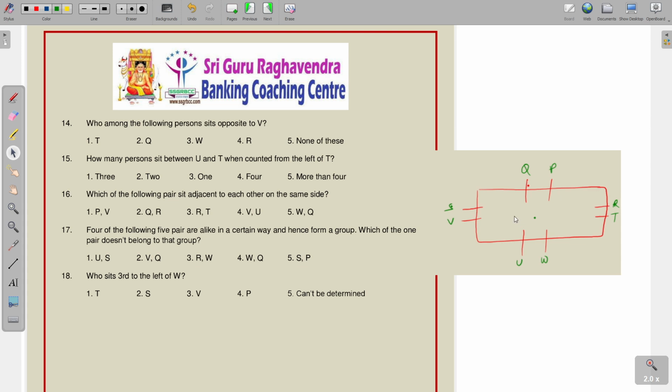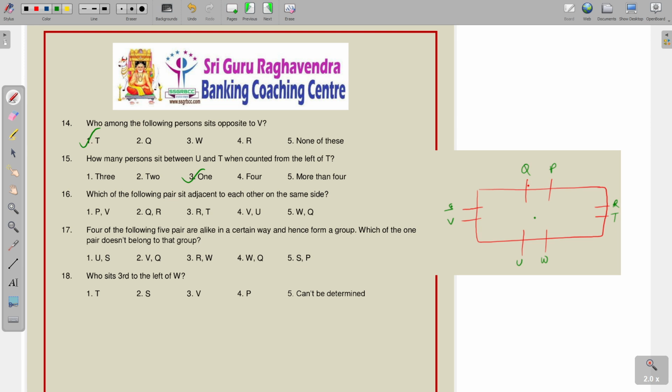See the questions. Question number 14. Who among the following persons sit opposite to V? So opposite to V we have T. How many persons sit between U and T when counted to the left of T? So between U and T, counted to the left of T, one person is there. Between T and U, one person is there, and from left of U, W is there. That is only one person.